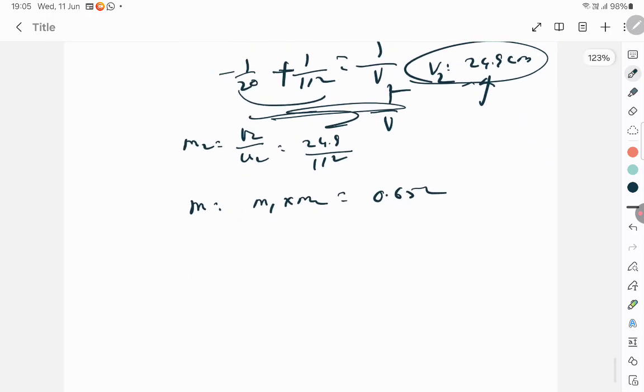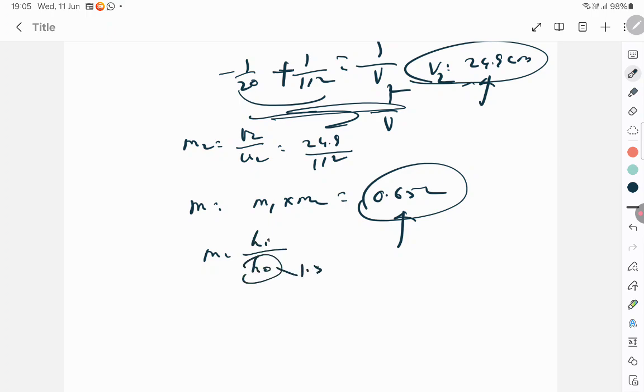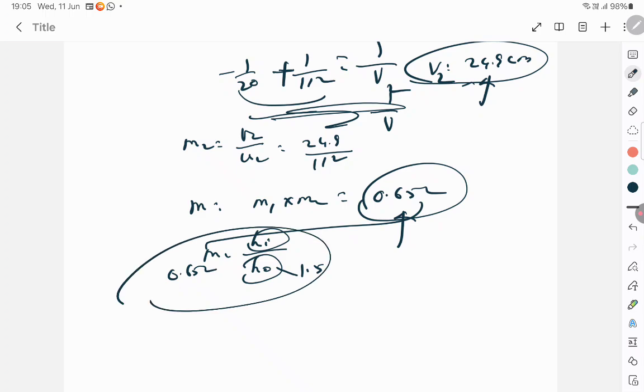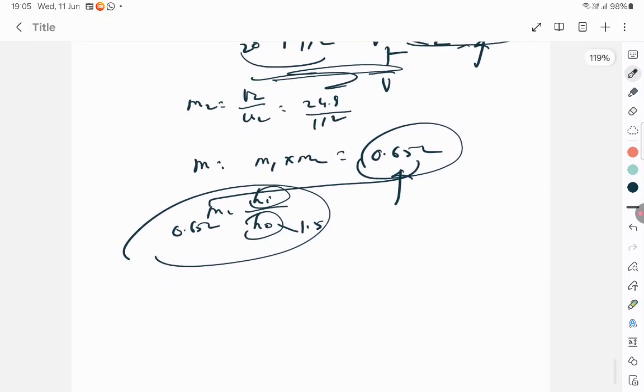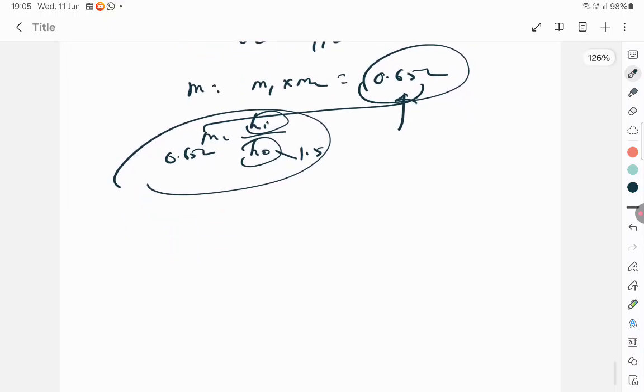Such a beautiful sum. And this is the total magnification, which is nothing but height of the image by height of the object. Height of the object is 1.5, with which we have to find height of the image, where you substitute 0.652 here. So that's very, very complicated. So you have to treat it like a compound microscope, something similar to it, where M is equal to MO into ME, here is M1 into M2.